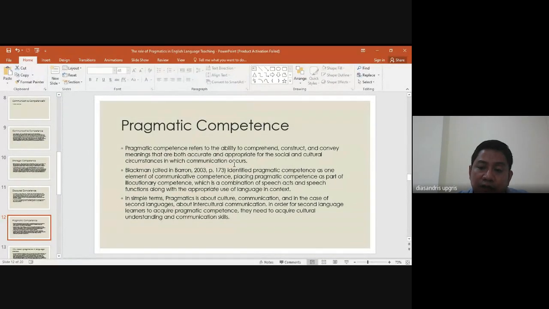In order for second language learners to acquire pragmatic competence, they need to acquire cultural understanding and communication skills. So untuk mendapatkan skill atau kompetensi pragmatic competence, itu adalah cultural understanding and communication skills. Kalau satu di antaranya yang tidak bisa dikuasai, maka tidak bisa menguasai pragmatics. Kalau nggak paham kulturnya, pasti dia juga secara pragmatik, karena dia menyampaikan meaning, maka meaning tidak bisa didapatkan. Alright. So that is the prerequisite of the pragmatic competence: cultural understanding and communication skills.